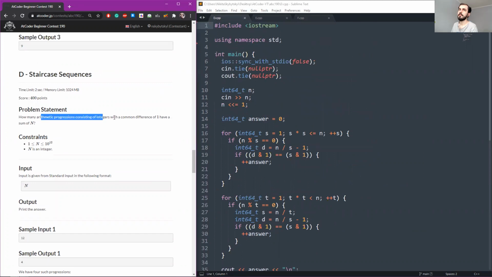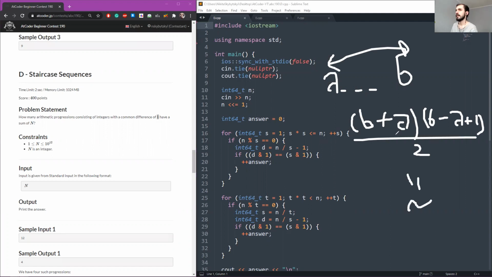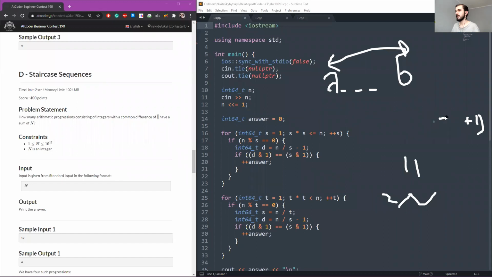In problem D, we want to count how many arithmetic progressions of consecutive integers, because the difference is 1, have the given sum. We don't think for long. We say if our progression is from A to B, the sum is (B plus A), because we can pair them with the standard argument, times (B minus A plus 1) over 2. This should be equal to n. We can transform it and say this equals 2n. Then we can write this as the sum and this as the difference. So we effectively get the sum times the difference plus 1 equals 2n.